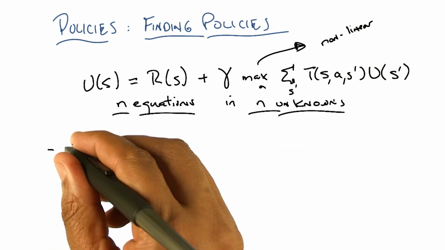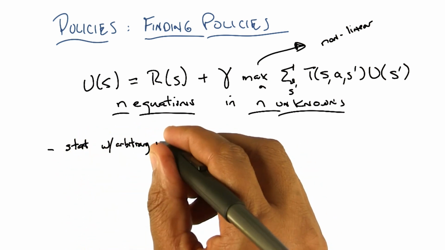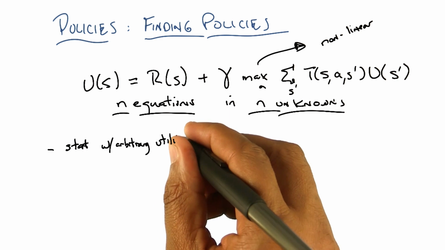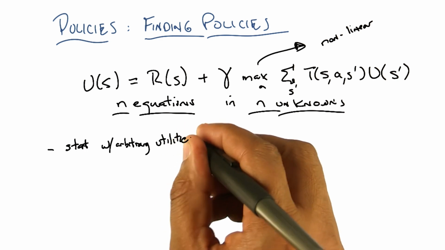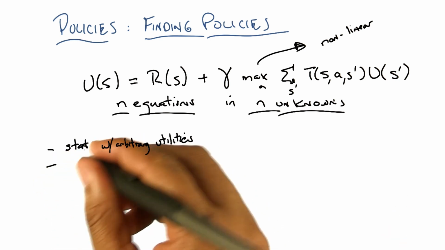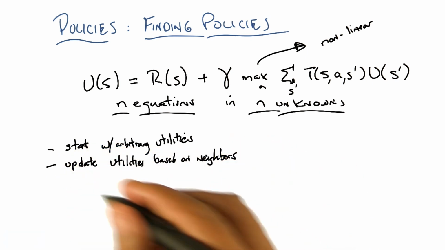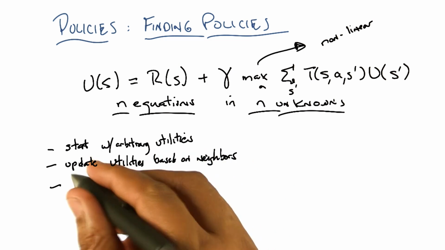It's really simple. Just start with some arbitrary utilities. Declare those the answer, and you're done. That would be one way of doing it, but it turns out we can do even better. Wait, start off with the correct utilities. That would work, except we don't know what they are. Right. So we're going to start with some arbitrary utilities, but then we're going to update them based on their neighbors. And then we will simply lather, rinse, repeat.